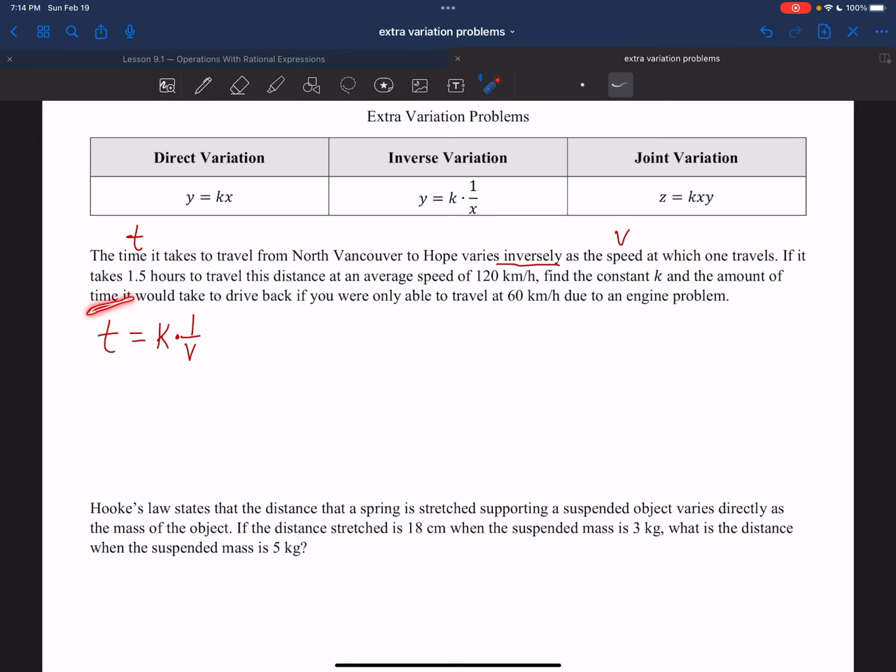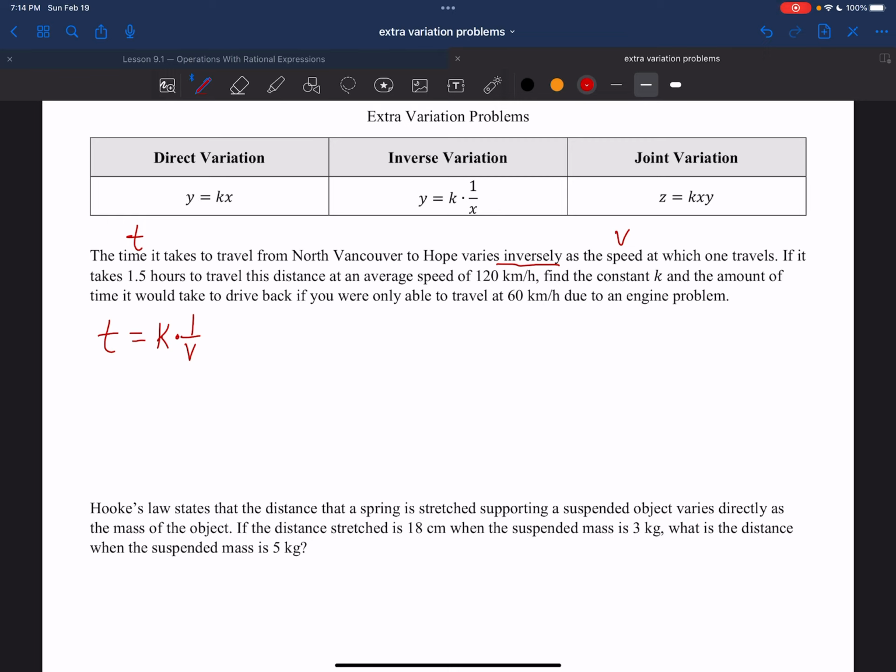So see, look, it says find the amount of time. So we know we're going to be solving for t. That it would take to drive back if you were only able to travel at 60 kilometers an hour due to an engine problem. So see, I initially drove there at 120, and the speed going back is going to be smaller, which means it's going to take more time. But first we need to figure out what k is.